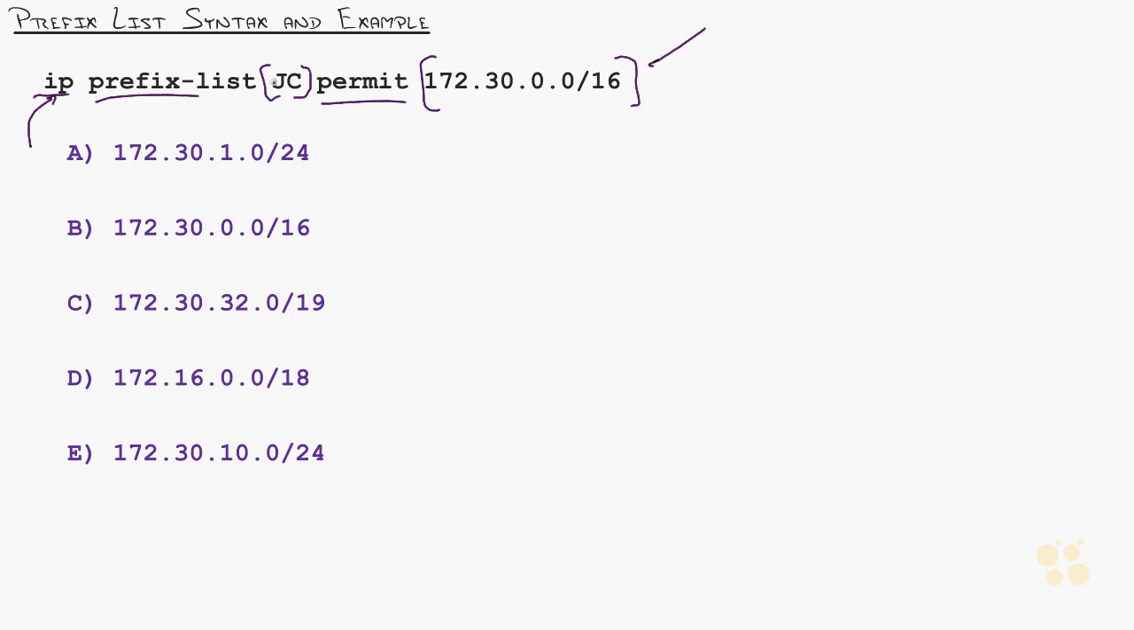So what does this actually match? This guy, 172.30.0.0/16. Even though this and this are derivatives, or subnets, I should say, of 172.30.0.0, they do not match. This is a very specific match of a prefix list.